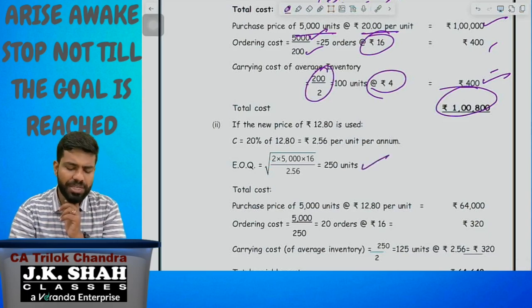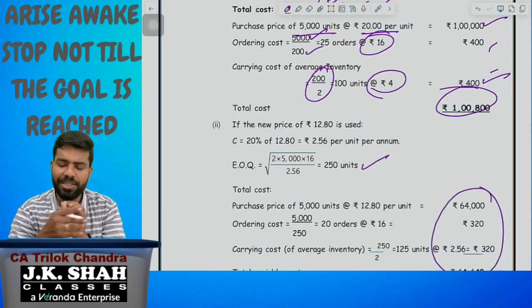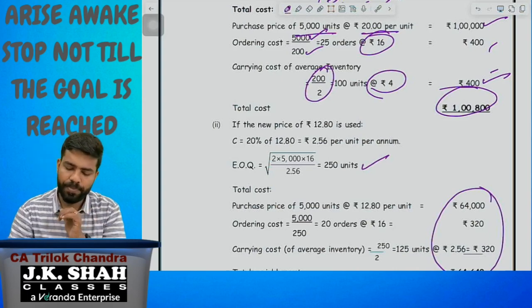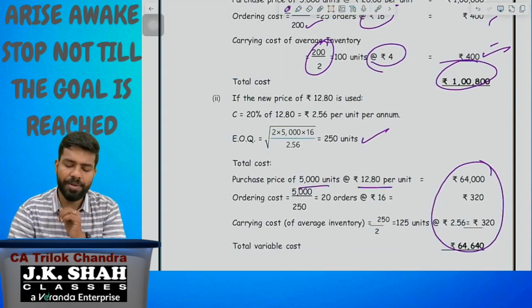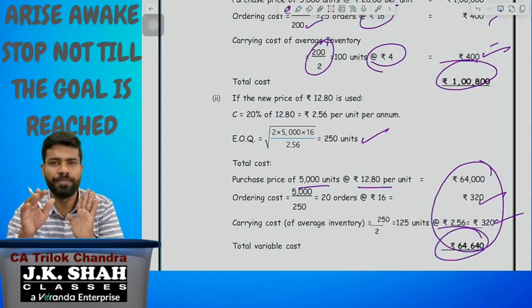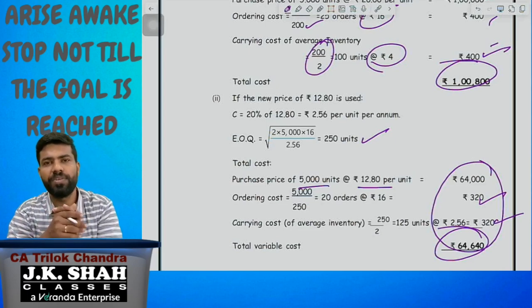Everything will change. EOQ changes. Based on EOQ, again we need to recalculate the total cost. Are you understanding? Okay. Now 5,000 into 12.8. According to the EOQ, we calculate 320. It becomes 64,640. It is a redo. The entire calculation has to be redone by taking the price of 12.80. Whenever the price changes, EOQ also changes.